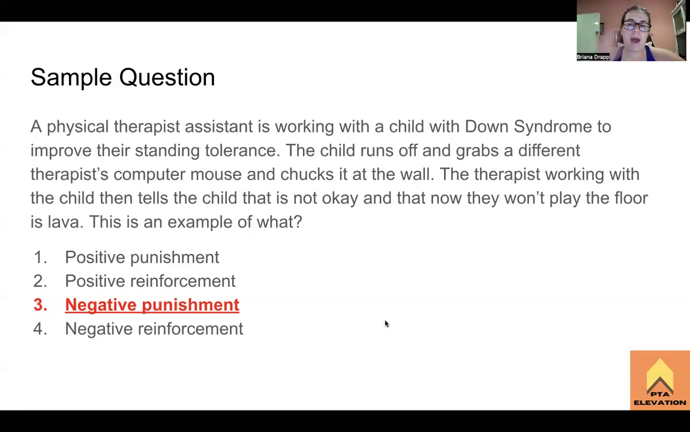So I hope after going through those examples and talking through it, it kind of makes sense how these show up, because sometimes you guys are like, Bree, why am I learning this? What does this have to do with stuff? Again, I feel like this is more applicable to clinical practice, but a question like this, about the different types of punishment and reinforcement, has a chance of showing up.